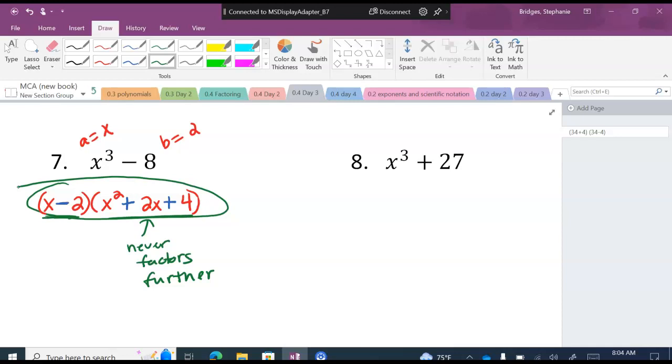Okay, go ahead and try 8 if you haven't already. Figure out, first of all, what your A and your B are. What's the cube root of the first term? What's the cube root of the second term? Then you can fill those into your pattern. And you fill in the first parenthesis, second parenthesis, A squared, A times B, and B squared. When we fill in our signs for the SOAP, first sign is the same, second sign is the opposite, third sign is always positive.